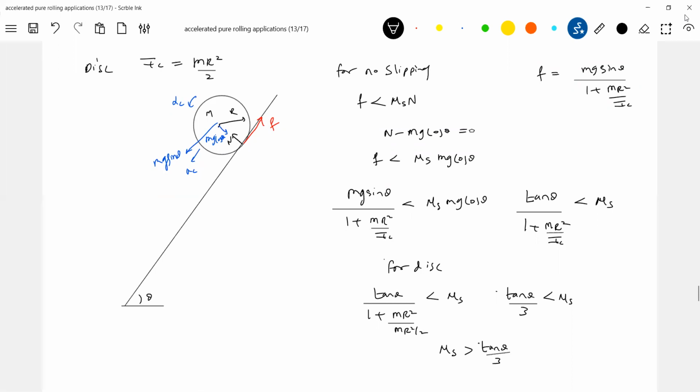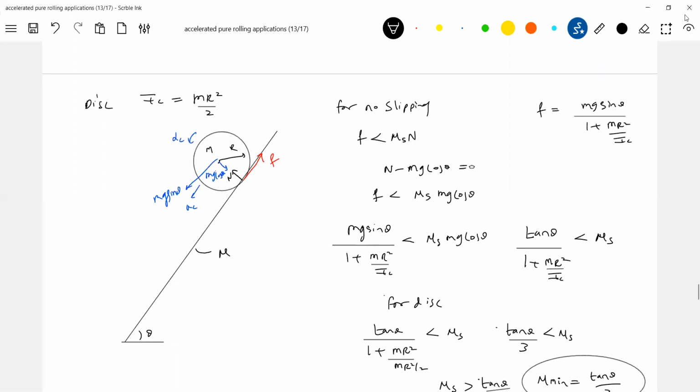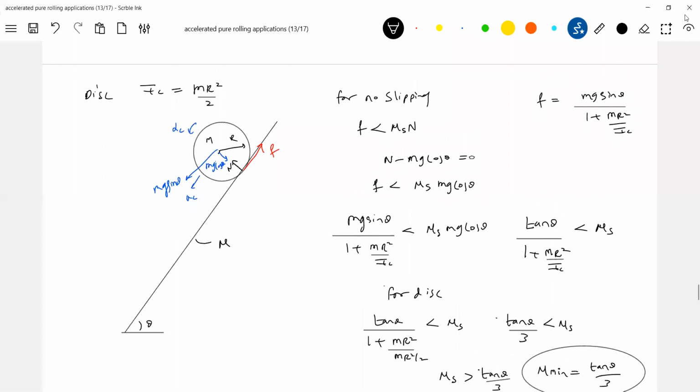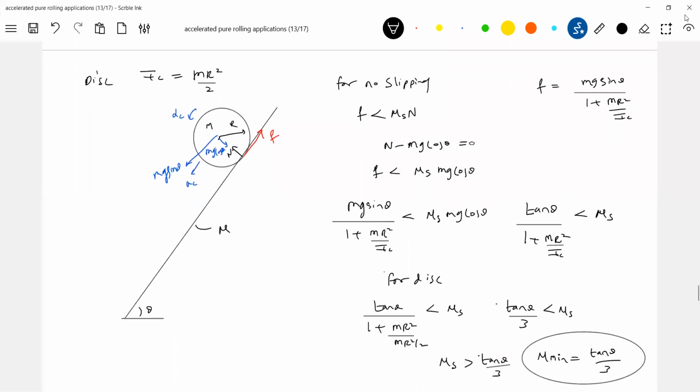So minimum value, how much? Tan theta by 3. If the coefficient of friction between the disk and the inclined plane is tan theta by 3 or anything greater than or equal to tan theta by 3, no slipping occurs. If it is less than this, there will be slipping, whatever you do.